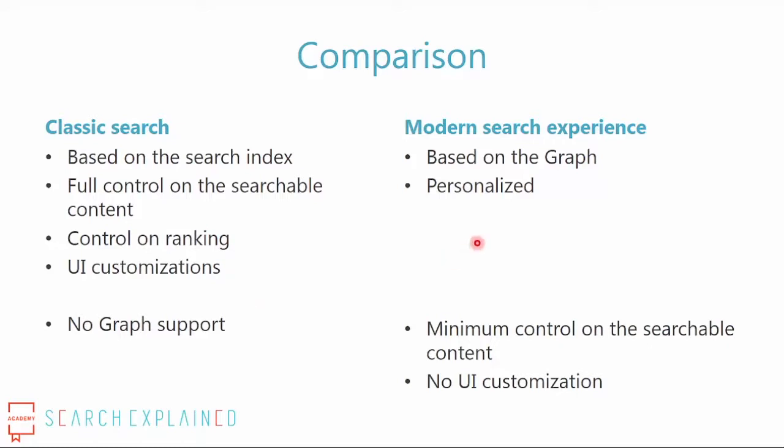On the other hand, we do have a modern search experience. The modern search experience is based on the graph, and with that, on the graph ranking and not on the classic search ranking. It is personalized. As I said, whenever you log in, you are considered to be the center of the graph, and in that perspective, you are the most important thing. Therefore, everything that is close to you will be displayed and will be suggested to you.